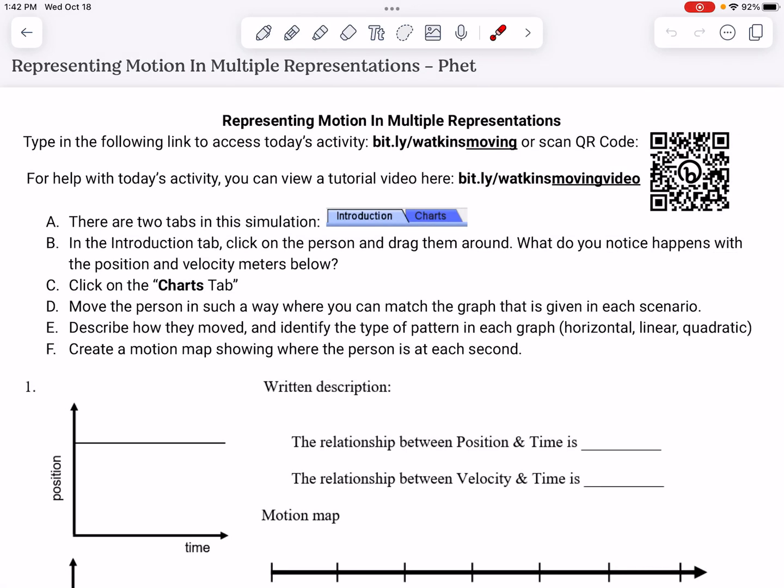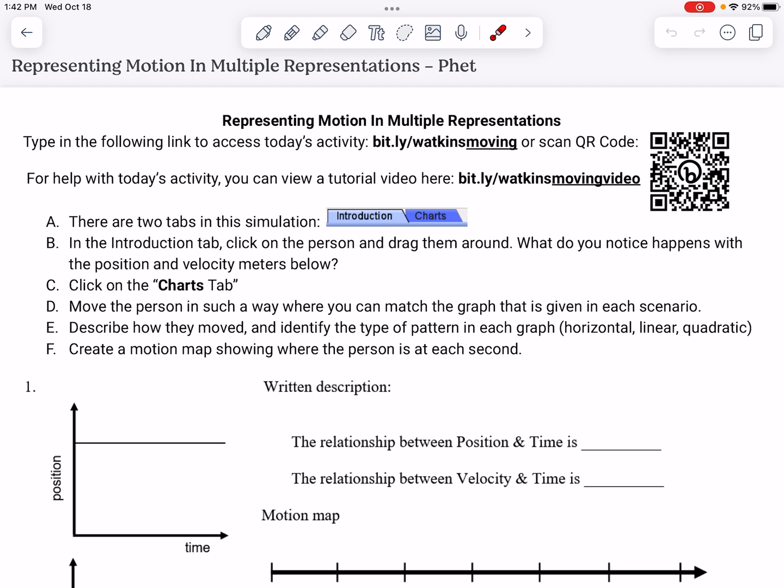Hi everyone. In today's lesson, we're going to build on this idea of analyzing motion graphs. But this time we're going to do a little more manipulation of a physical object. So today we're going to do it on the computer, and in our next lesson, when I'm there, we'll use some digital tools like our actual motion detectors. But today we'll get some practice doing it on the computer.